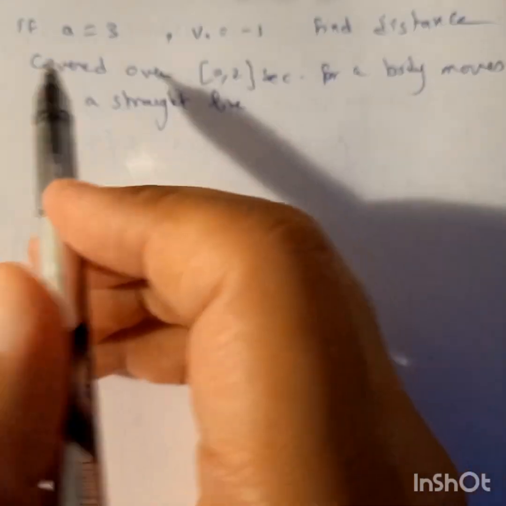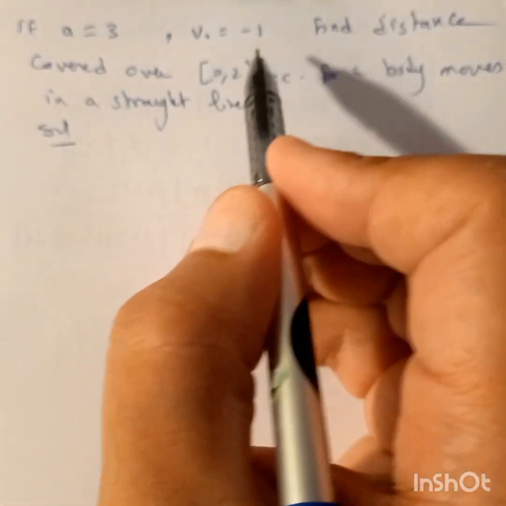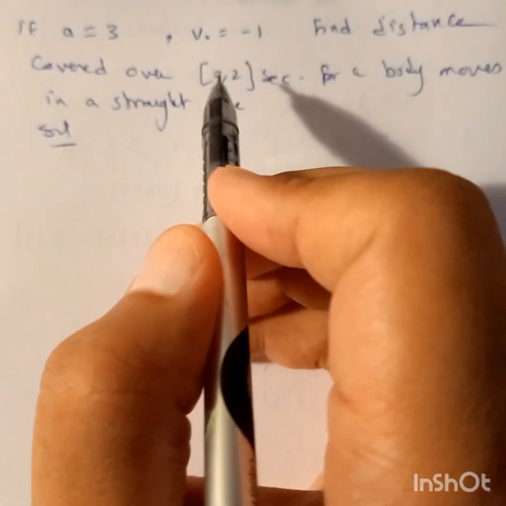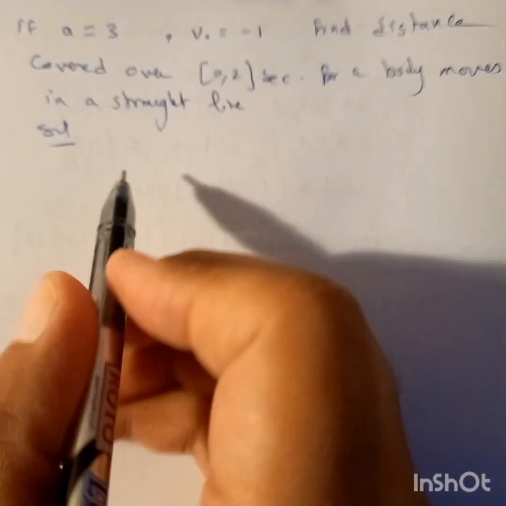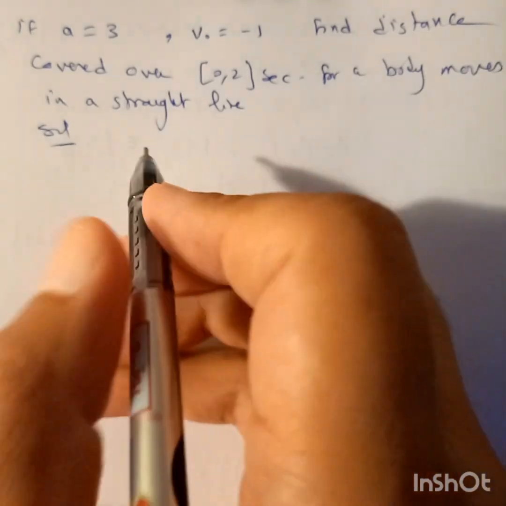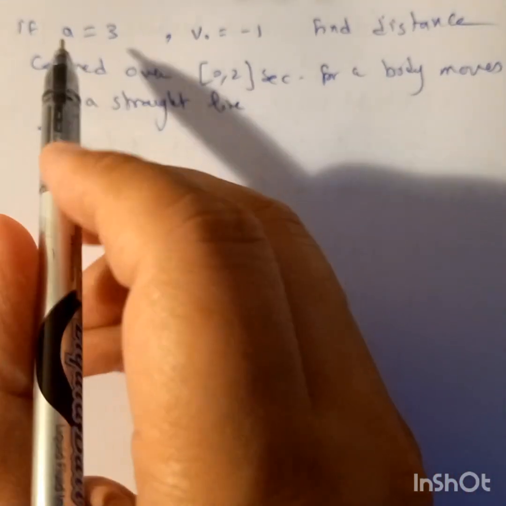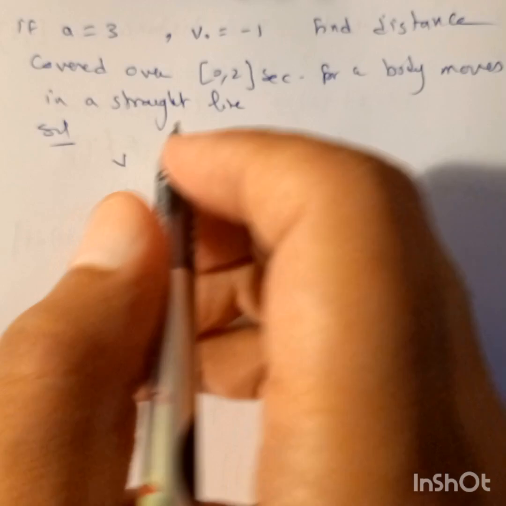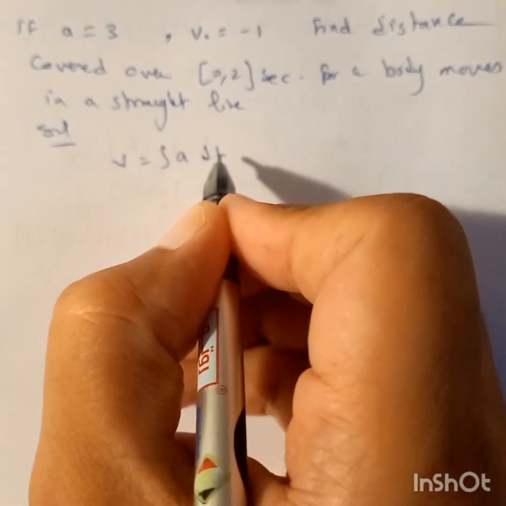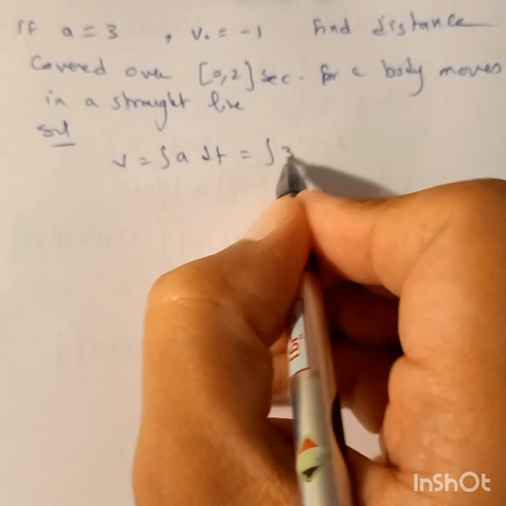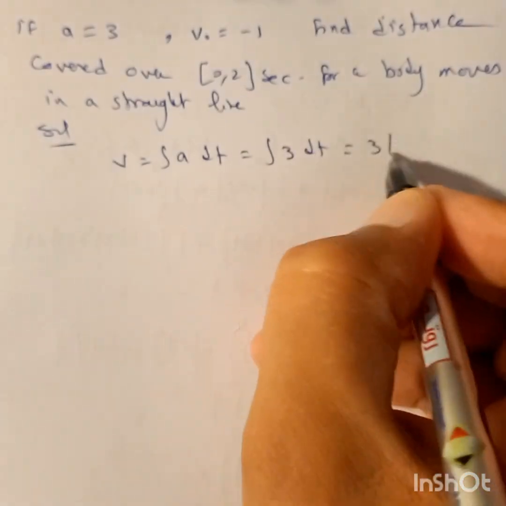We have another example. If a equals 3, v naught equals -1, find the distance covered over the time interval from 0 to 2 seconds for a body that moves in a straight line. Okay, here we have v. First we can find v from integration of this given acceleration. v equals the integral of a dt. Okay, then we have the integral of 3 dt, then we have 3t plus a constant.